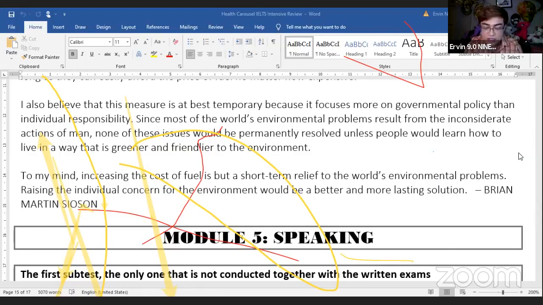So another question from Ramon. Is it okay with two paragraphs, one for cost and second one for effects? No problem with that for as long as you go back to the question and make sure that all the important keywords in the question or task description are tackled in your essay.